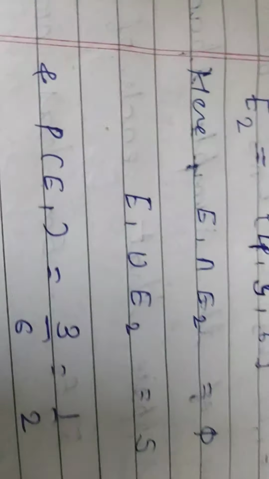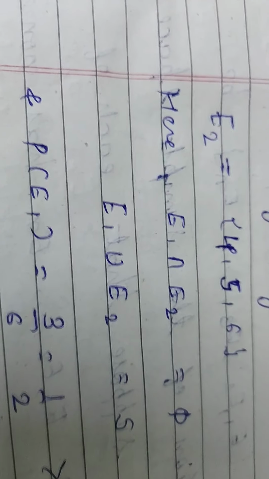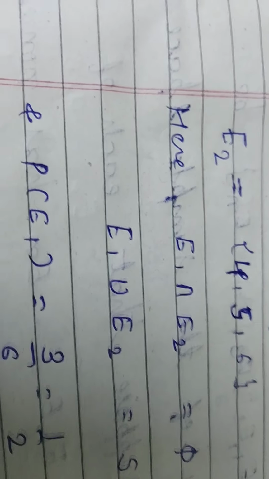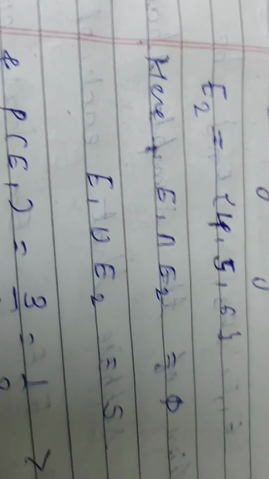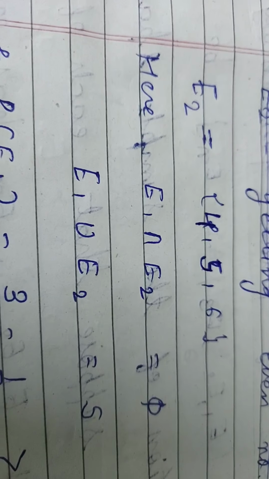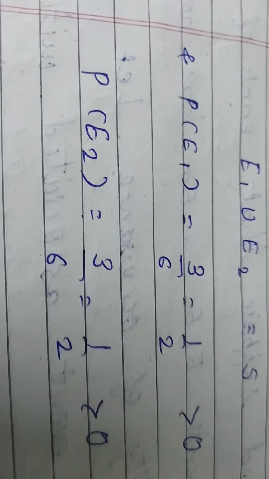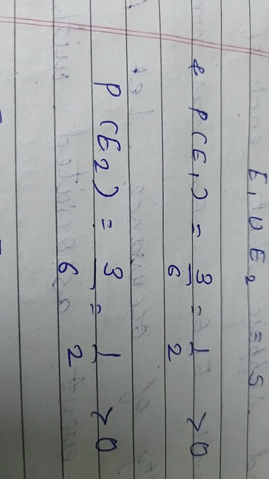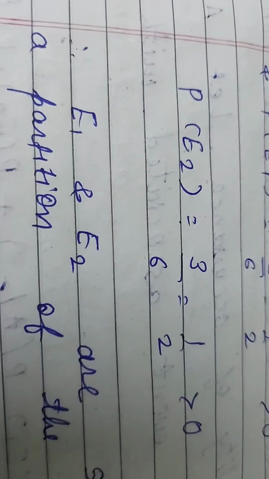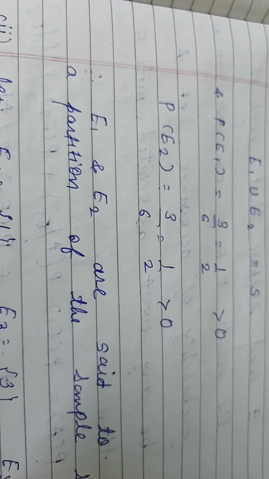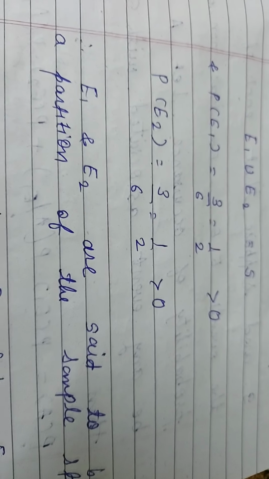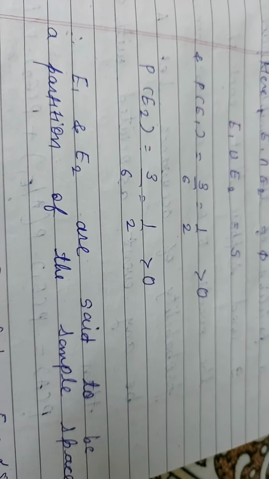Now here obviously E1 is equal to {1, 2, 3} and E2 is equal to {4, 5, 6}. So E1 intersection E2 is phi and E1 union E2 is equal to S. Now probability of E1 is 3 by 6, that is 1 by 2, which is greater than 0. Probability of E2, that is 3 by 6, equal to 1 by 2, is also greater than 0, and therefore E1 and E2 are said to be a partition of the sample space.